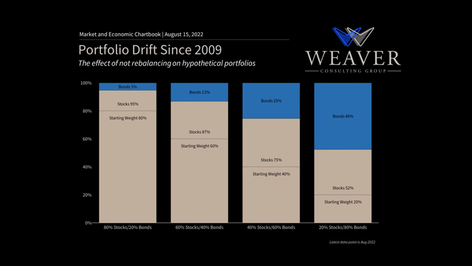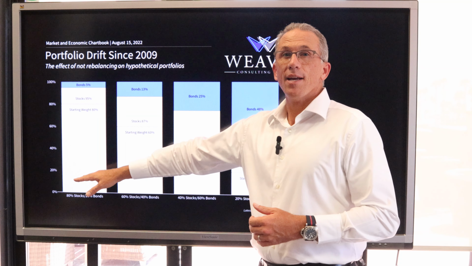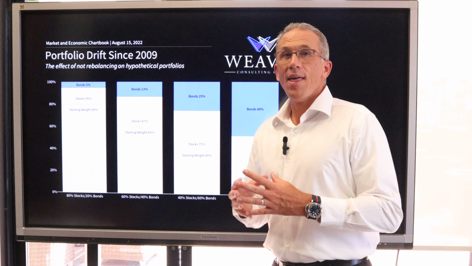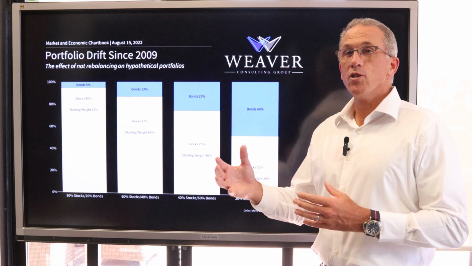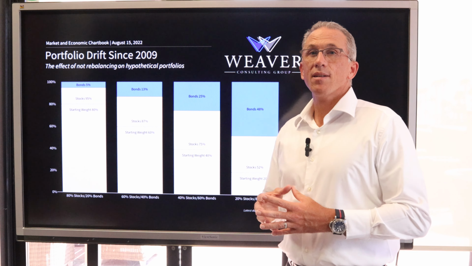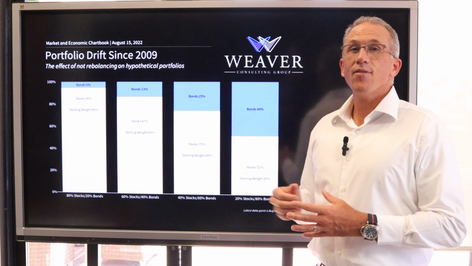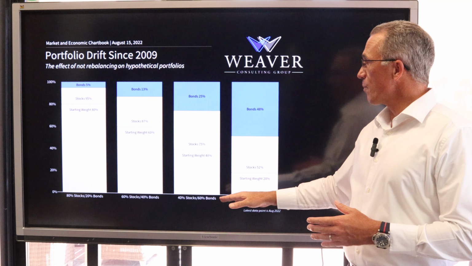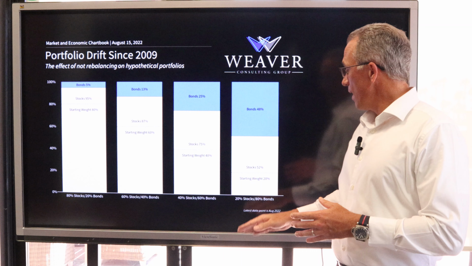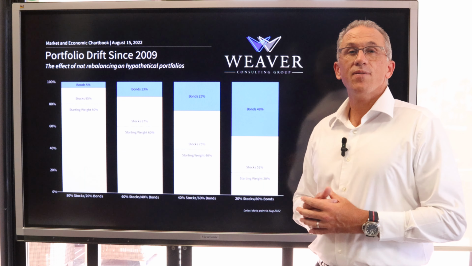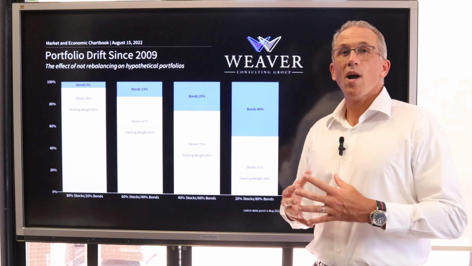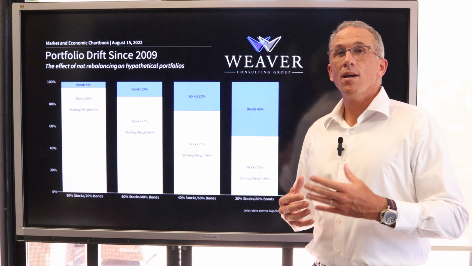All right. So what we're looking at here is a chart explaining portfolio drift going back to 2009. And we're looking at different asset allocation models. The first model is an 80% stock and 20% bond portfolio. And that drift from 2009 to 2022 is now we have a 95% stock portfolio. Looking at a 60% stock portfolio, that is now 87% stocks. A 40% stock portfolio is 75% stocks, and a 20% stock portfolio is now 52% stocks. So this just shows you how important it is to rebalance your portfolios at least once a year.